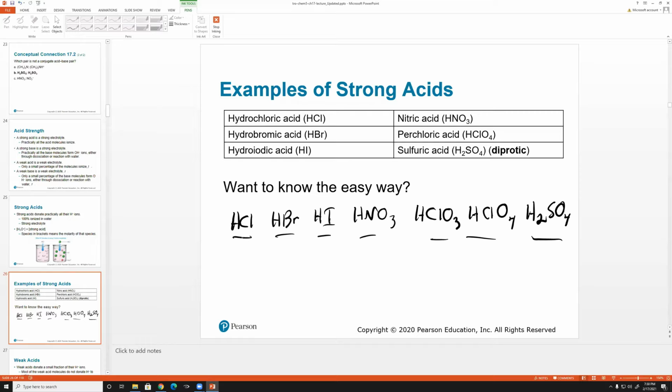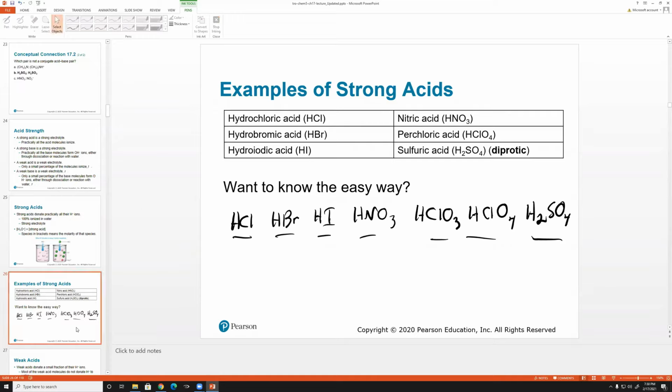And yeah, I can say it fast. Hickel, Hibber, Hi, Hino, Hiclo, Hiso. I invented it. So if you memorize it fast, boom, good. If you know how to write it down, you can say it, but not spray it, and then be able to write it down. That's good.